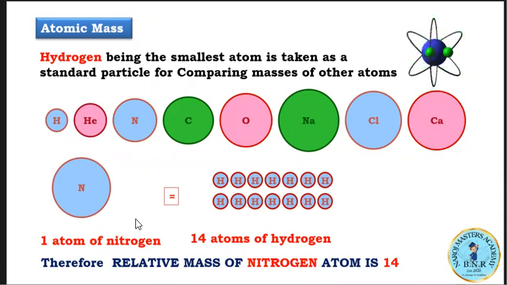What is the relative mass of a nitrogen atom? It is 14. What about carbon? It is 12. Oxygen, atomic number 8, and here the relative mass is 16 units of hydrogen. Is it clear?